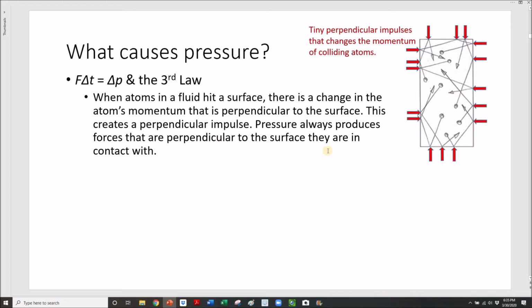Okay? That's really important. So occasionally on the test, I'll ask you, what's the mechanism that causes this pressure or this force in a gas or a fluid? And it's these collisions of individual atoms that are changing momentum, which produces an impulse, and the sum total of that is all of that force, divided by the area, and you got pressure.